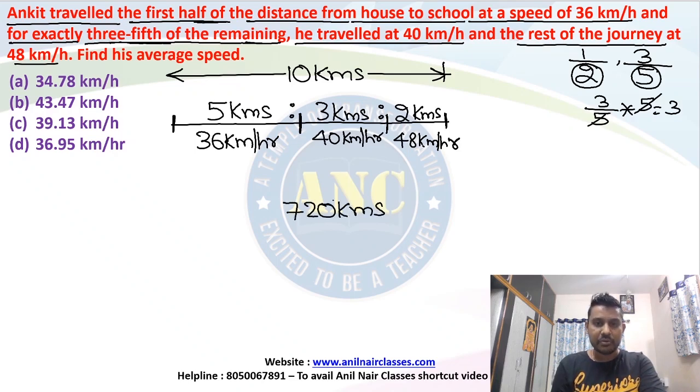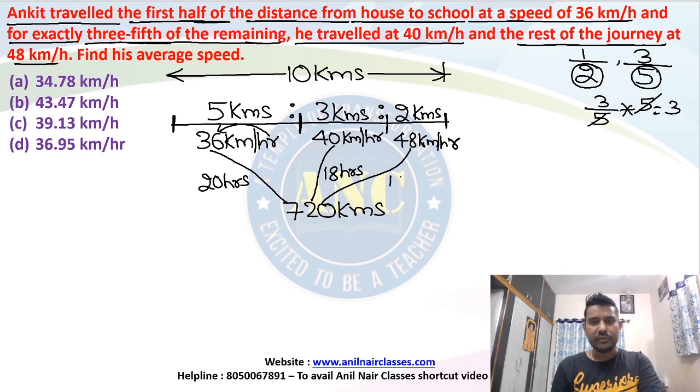This is my assumption. In 1 hour it is 36. To cover 720, it will be 20 hours, right? It will be 20 hours. In 1 hour it is 40. To cover 720, 720 divided by 40, how much it is? It will be 18 hours, right? It will be 18 hours. In 1 hour it is 48. To cover 720, it will be 15 hours, which you can check if you want to, right? It will be 15 hours.